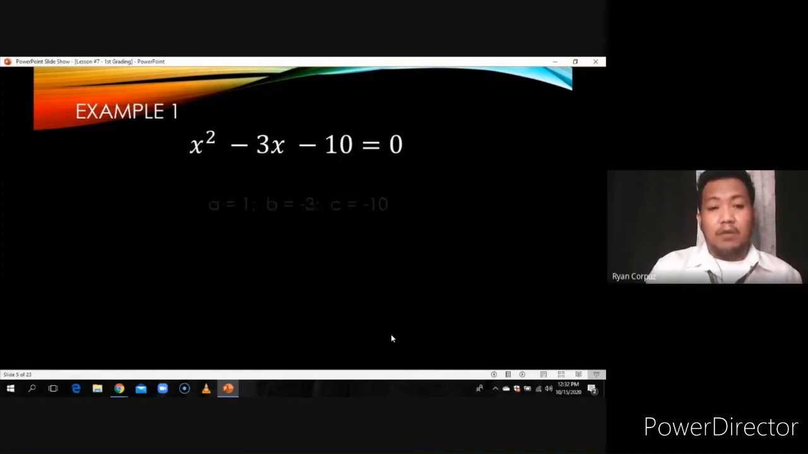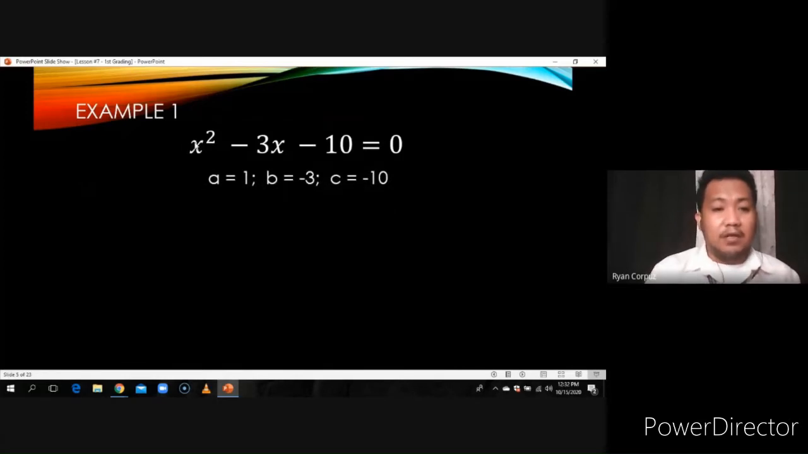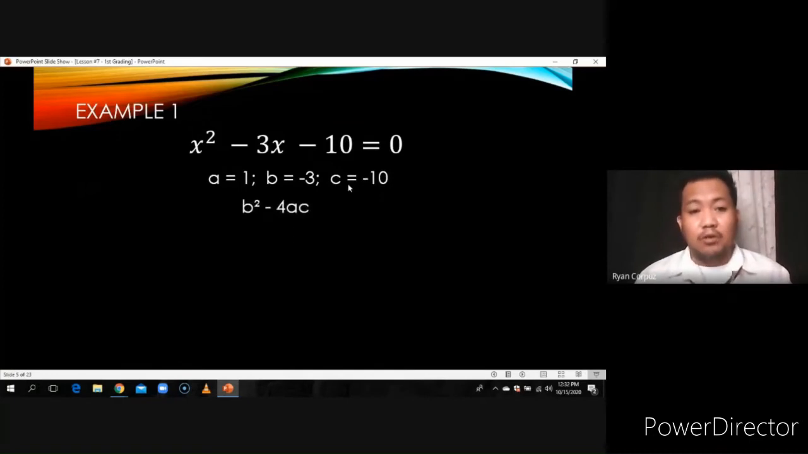So we come up there with the value of a, which is 1, the numerical coefficient of x squared. b, the value is negative 3, the numerical coefficient of the middle term, while c is negative 10. Having those values of a, b, and c, we are now going to make use of the expression that we call the discriminant. That expression is b squared minus 4ac. With the help of the values of a, b, and c that we got from the given equation, we are just going to substitute them in here, then evaluate that expression.